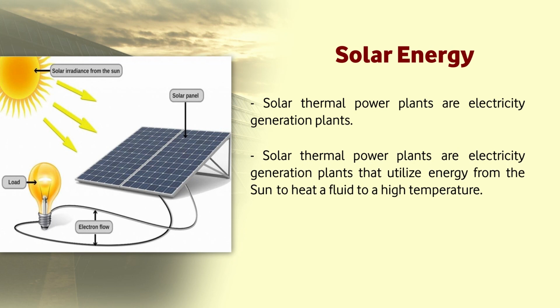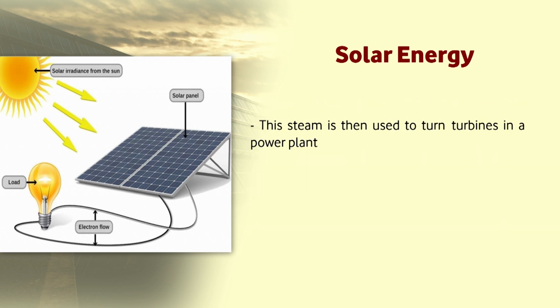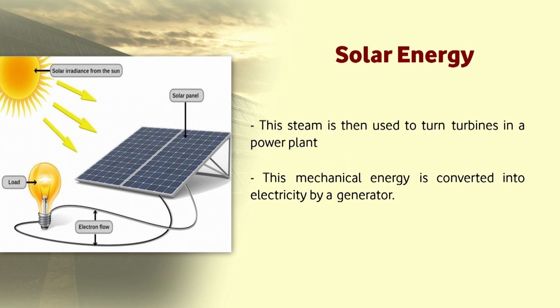Solar thermal power plants are electricity generation plants that utilize energy from the sun to heat a fluid to a high temperature. This fluid then transfers its heat to water, which then becomes superheated steam. This steam is then used to turn turbines in a power plant. This mechanical energy is converted into electricity by a generator.